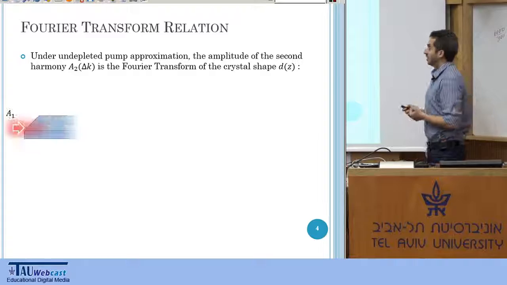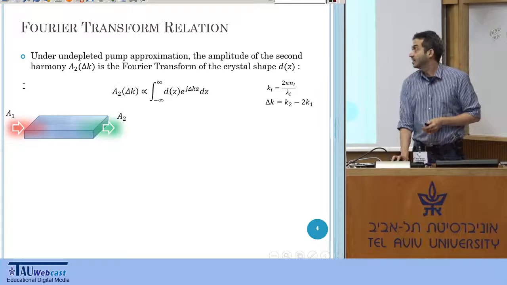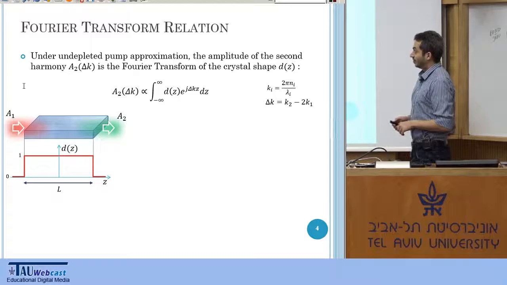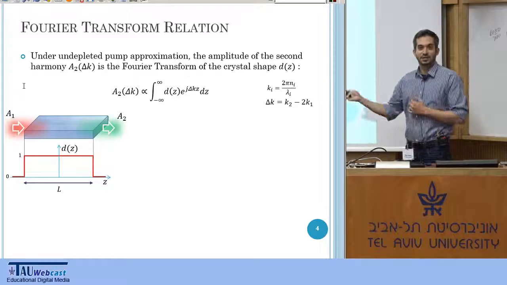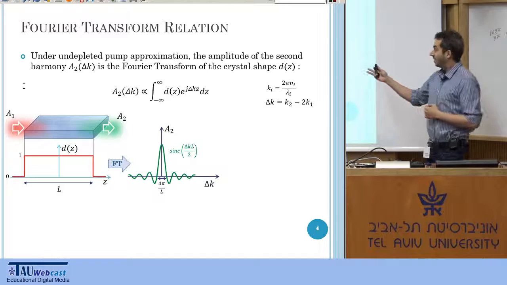So A2 has an expression that looks like the Fourier transform of a function D, and D is called the modulation function. Basically, for very simple crystals, D equals 1 inside the crystal and 0 outside. And if I take the Fourier transform of this function, what I get is a very familiar sinc response. And this is the amplitude of the output wavelength as a function of delta K.